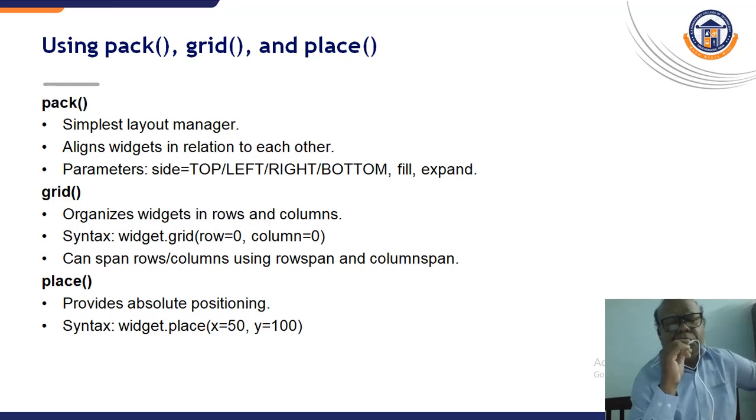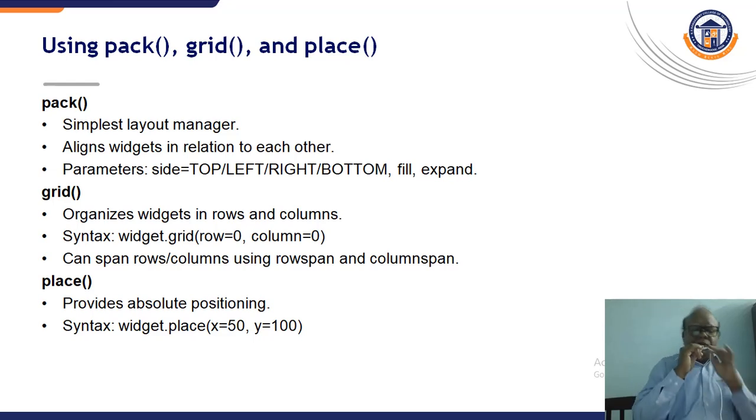Widget.grid row equal to 0, column equal to 0. It will place in that column, in that row, whatever it is. The widget may be a button or label like that. Can span rows and columns using rowspan and columnspan. Place provides absolute positioning. Syntax: widget.place x equal to 50, y equal to 100.